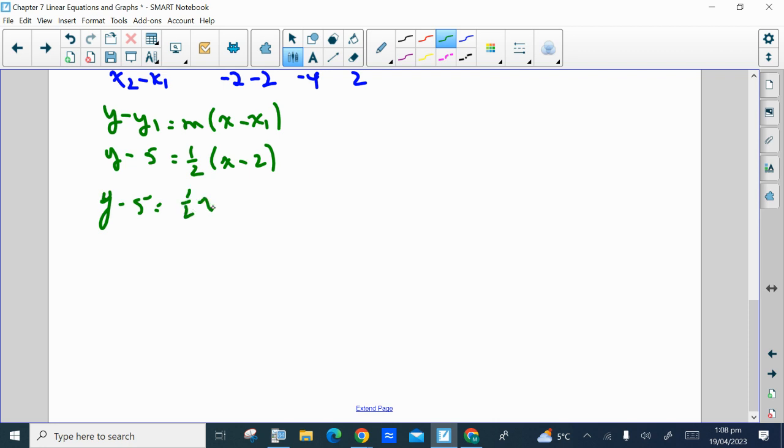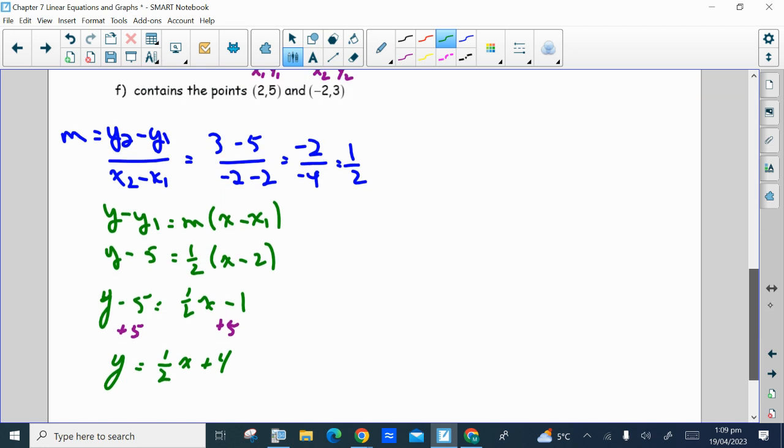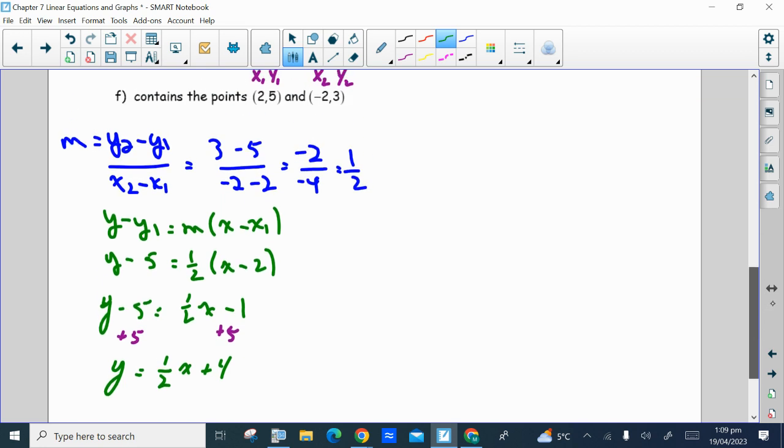So when you multiply out the brackets on the right, half times x is a half x. Half of negative 2 is minus 1. And then we would add 5 to both sides to get y by itself. Negative 1 plus 5 is positive 4. And so there's the equation: 1/2 x plus 4. So that means your y-intercept is plus 4.